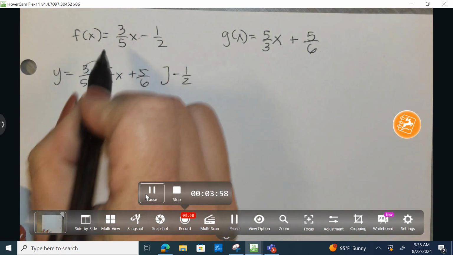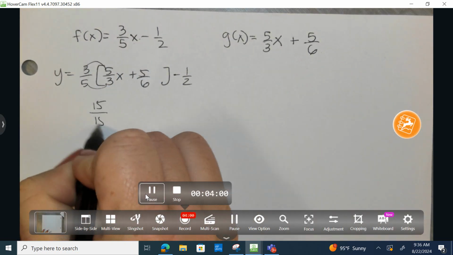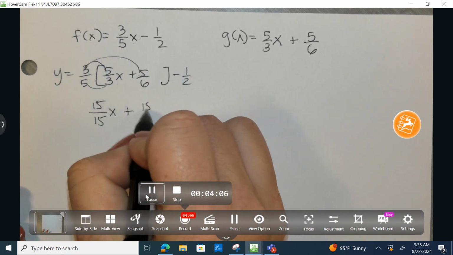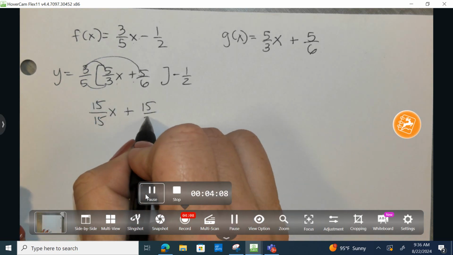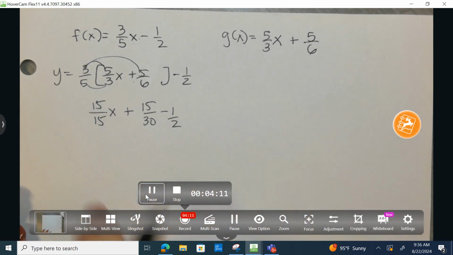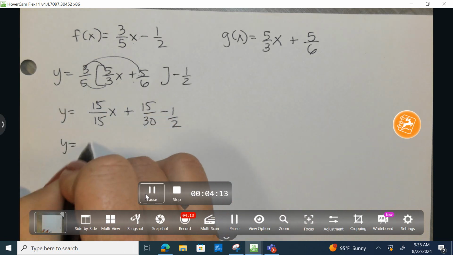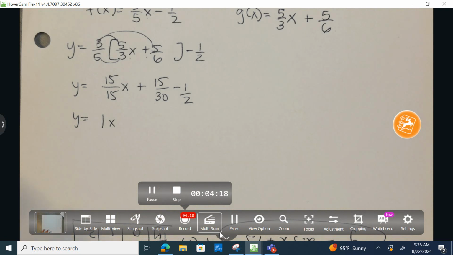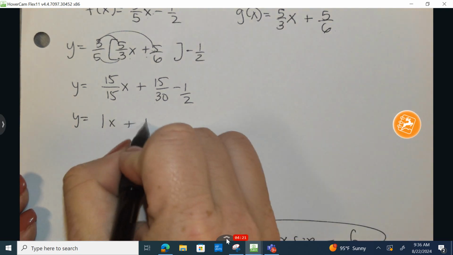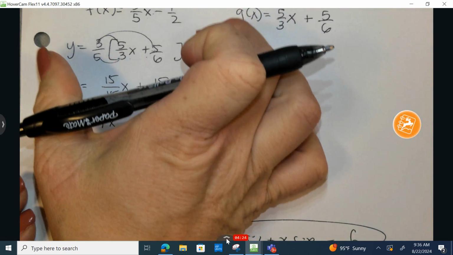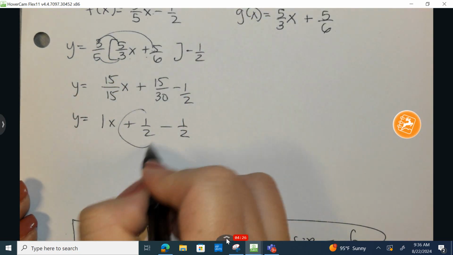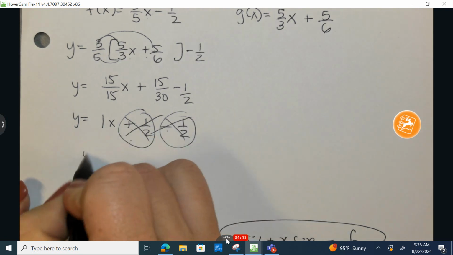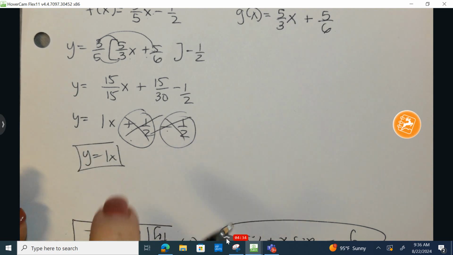Okay, let's multiply. 15, 15, bring down the x. 3 times 5 is 15. 5 times 6 is 30. 15 over 15 is 1. If you put this onto your calculator, you'll end up with a 0.5. Well, 0.5 is the same as 1/2. I need to see all of your steps just like this to get credit. These are called additive inverses, the same number with different signs. And now we're good. We've got to do the same thing, but we're going to reverse it.